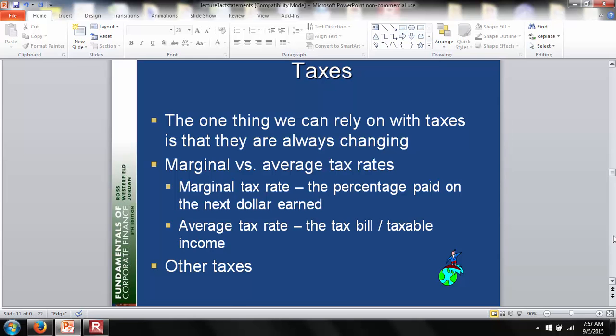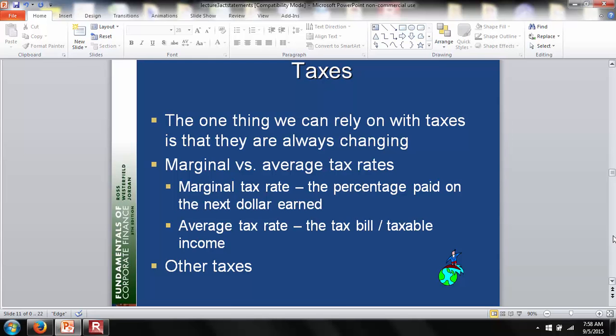Marginal tax rate, the percentage paid on the next dollar earned. So basically here what we are saying is that for this firm, how much are they going to pay in taxes for the next dollar? While the average tax rate is the tax bill divided by the taxable income. So if you go back, on average, what has been the tax being paid?